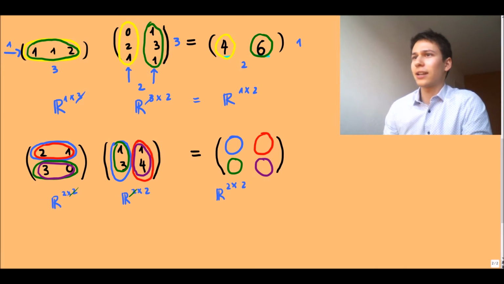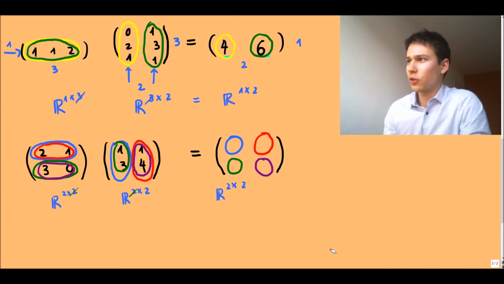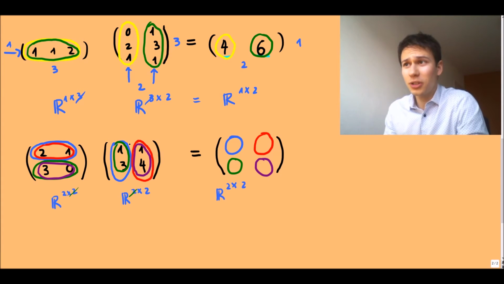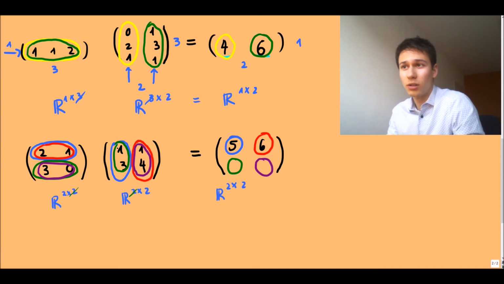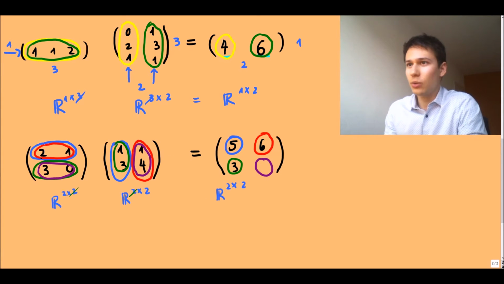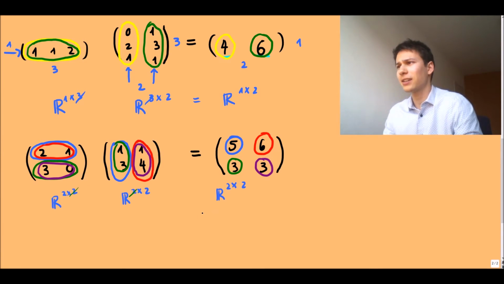So let's calculate, and we will see that for the blue entry we have 2 times 1 plus 1 times 3 gives us 5. Then for the red number, 2 times 1 plus 1 times 4 gives us 6. And then for the green we have 3 times 1 plus 0, we get 3. And then we have 3 times 1 plus 0 again gives us 3 again.